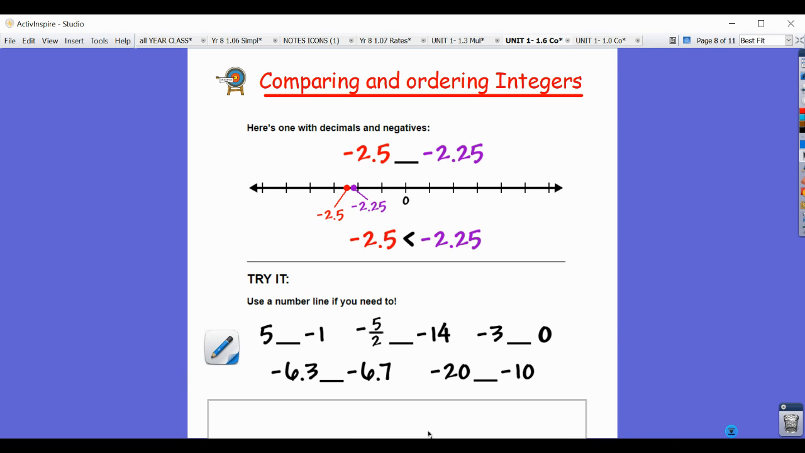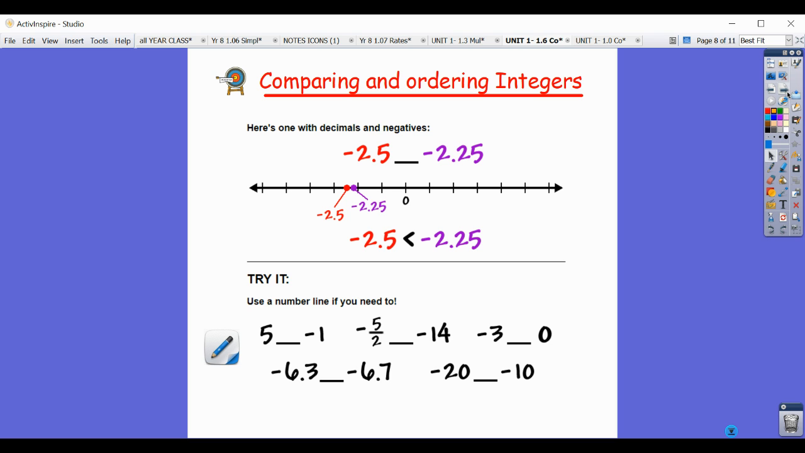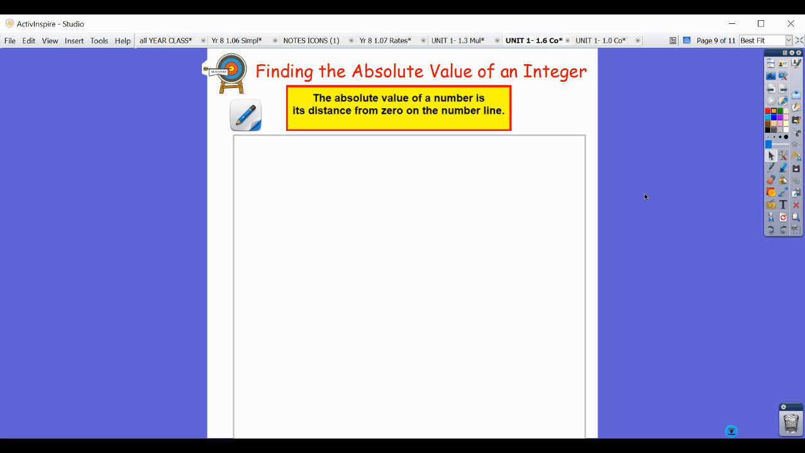Okay, there are a number of exercises for you to try if you need. If you are okay with this, you can pause it here if you want, and then give it a go. If you are okay to continue, we can have a look at the absolute values of an integer.